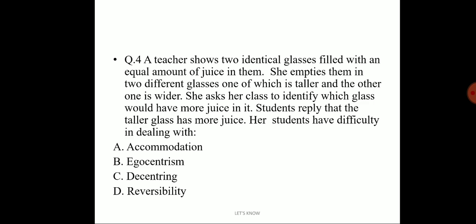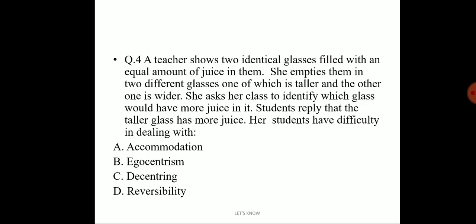The teacher has provided juice in two different patterns of glasses. One is taller, one is wider, but both volumes are similar. When you put it in front of your children, they will not be able to judge the volume. They will simply visualize the size and length. Options are given: accommodation, egocentrism, decentering, and reversibility.